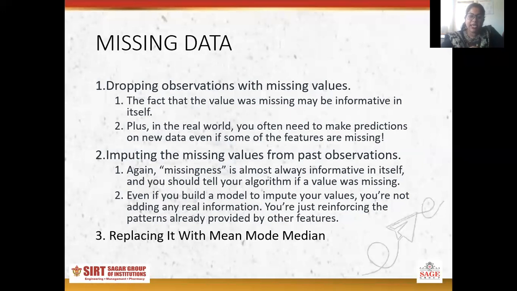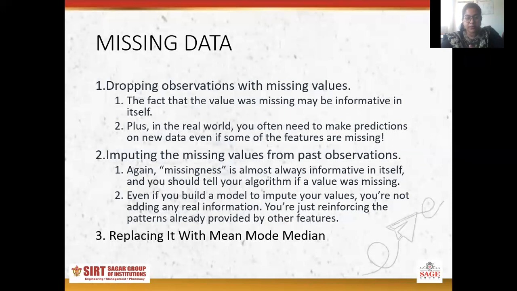The second is imputing the missing values from past observations. Again, missingness is almost always informative in itself. You should tell your algorithm if a value was missing. Even if you build a model to impute your values, you are not adding any real information. You are just reinforcing the patterns already provided by other features.